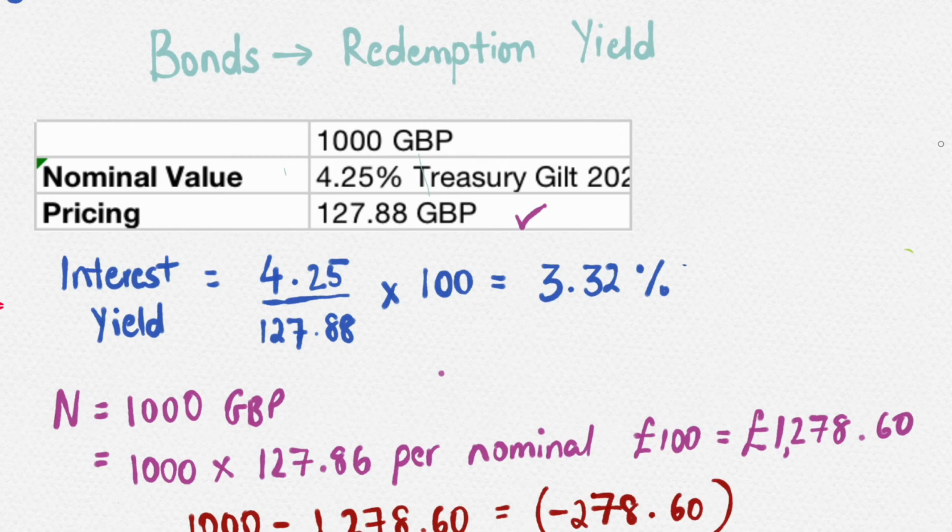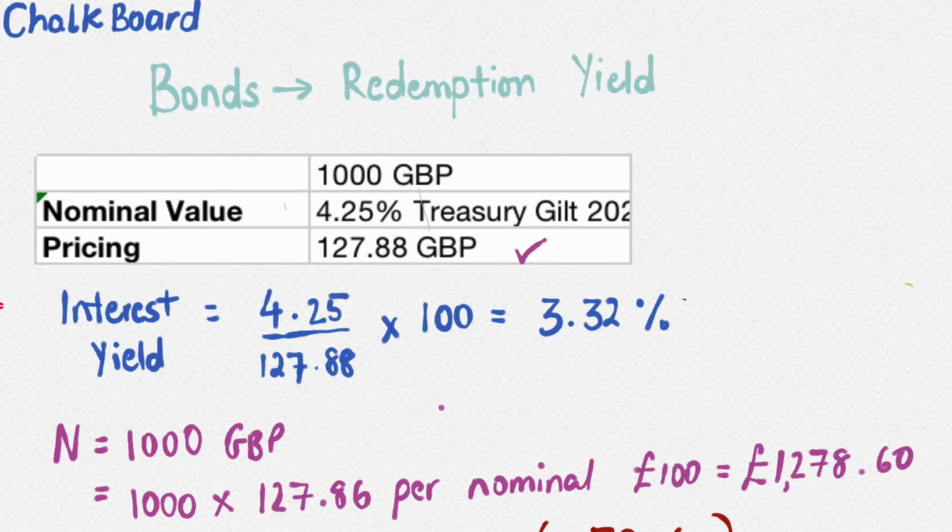So it's a rather important tool. When you're buying a bond, you have to keep in mind that you are being repaid the nominal amount and it's being held to redemption. So it makes more sense for you to calculate the redemption yield as well as the interest yield, as opposed to focusing on a singular measurement.